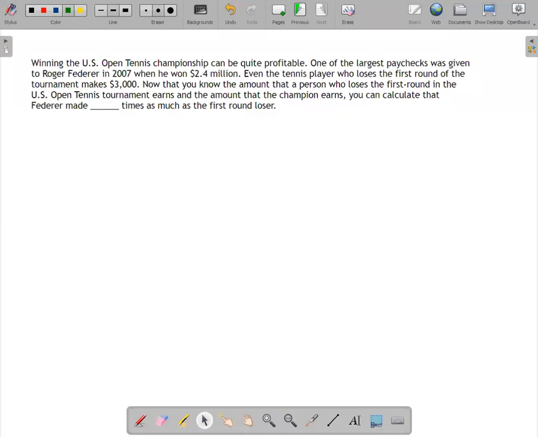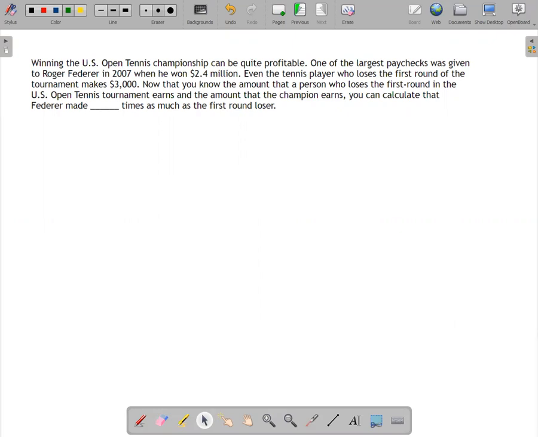US Open Tennis Championship can be quite profitable. One of the largest paychecks was given to Roger Federer in 2007 when he won $2.4 million for playing tennis. Wow. Tennis is hard, but I don't know. It doesn't seem fair. Even the tennis player who loses the first round of a tournament makes $3,000. Cool. I wonder if they'll let me play.